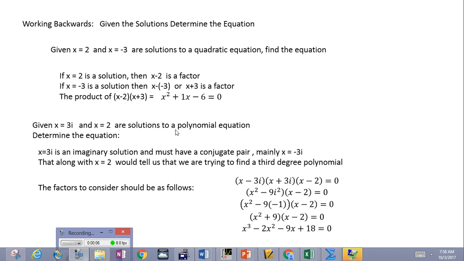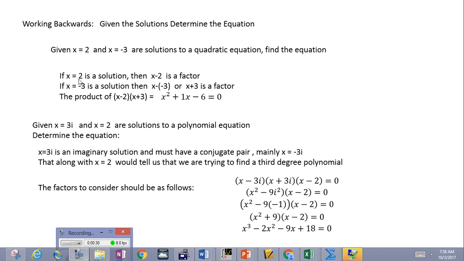Okay? Working backwards. Given solutions to an equation, can we in fact find the equation? Let us state that we are given that x equals 2 and x equals -3 are solutions to a quadratic equation. What in fact is the equation? Well, we reason backwards, okay?